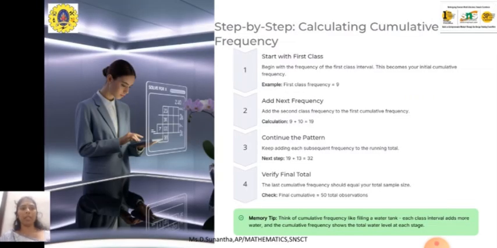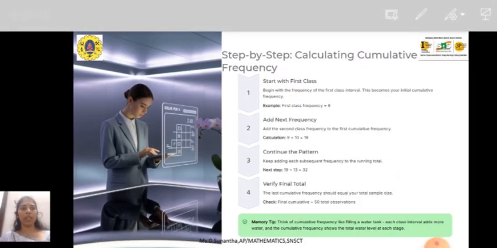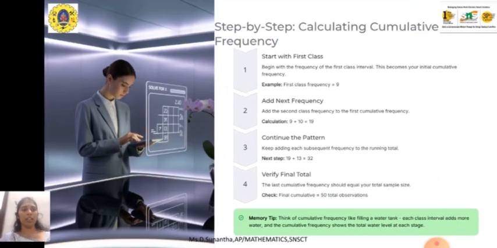The next is step-by-step calculation of the cumulative frequency. Start with the first class. So there the first one is 9. The next cumulative frequency we can find by 9 plus 10, which is 19. On concluding, we get the total number of frequencies as 50.